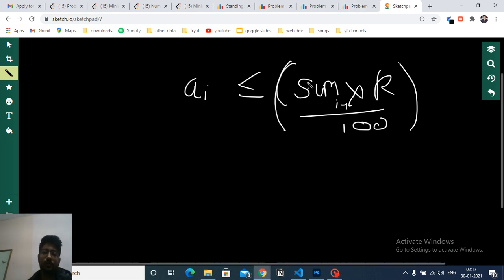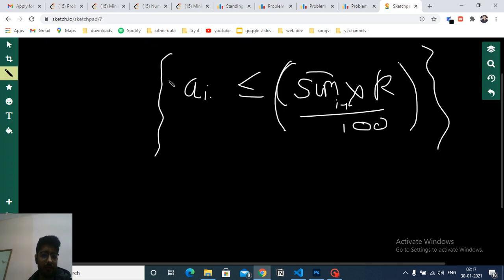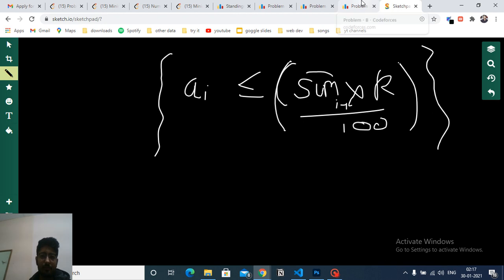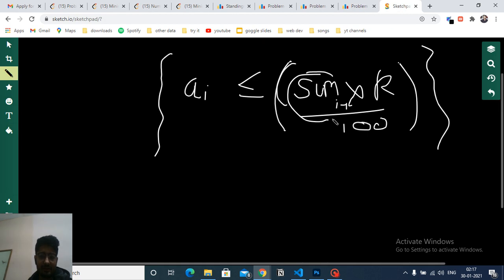So if we want to somehow satisfy this condition, obviously we have to increment a of I. But if we increment a of I, the previous values, we are doing a summation of the previous values. If we somehow make this value increment, if this value is enlarged, then obviously the total will increment, and thus this can become greater than or equal to a of I. We want to just satisfy that.